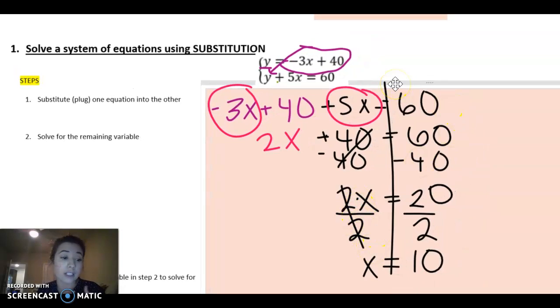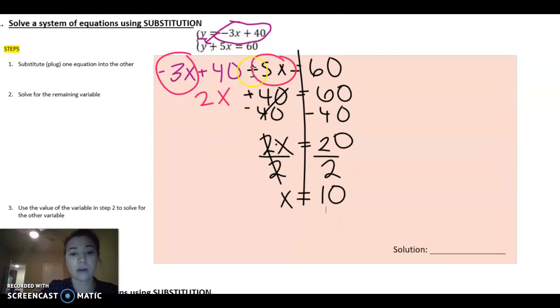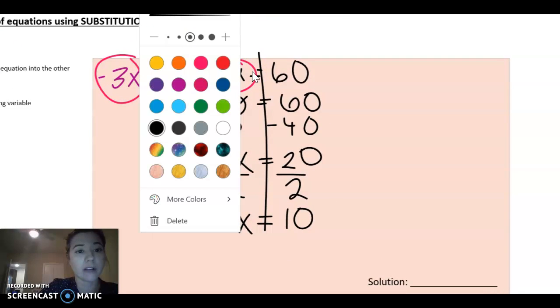Again though, this is a system of equations. We're looking for the point, the ordered pair, where my equations would cross, or where they would be the same at the same point at the same time. Well, if I'm looking for the point at which they cross, I need both an x and a y. So after we've solved for x, we need to use it to find our y value. Again, we did this in our previous lesson.